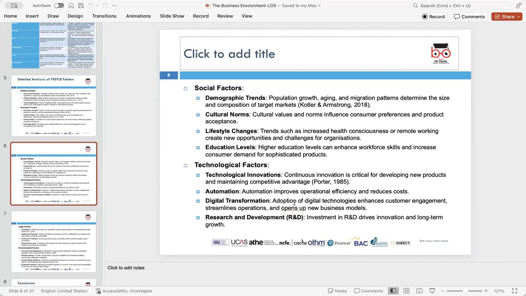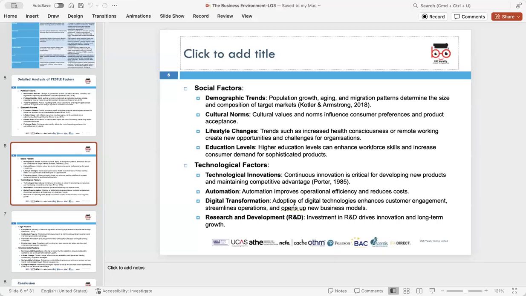Digital transformation. Digital transformation is the adoption of digital technologies to improve business processes and customer experiences. Digital transformation enhances customer engagement through online platforms and personalized marketing strategies. It also streamlines operations, making them more efficient. For example, e-commerce platforms allow businesses to reach a global audience and provide seamless shopping experiences.